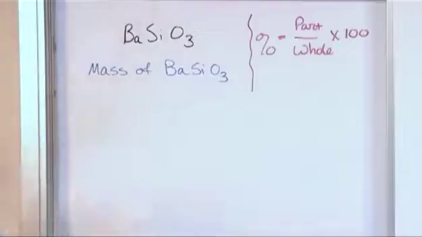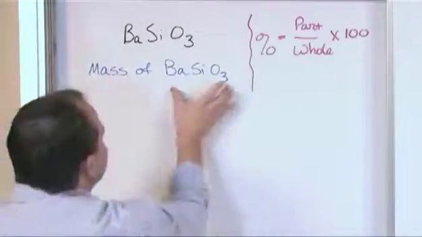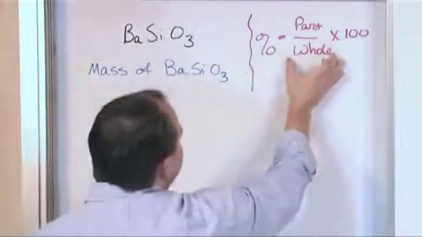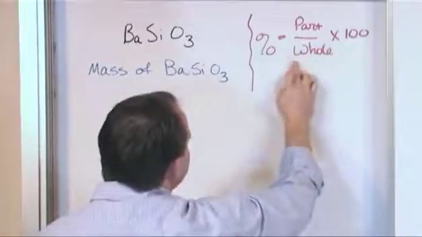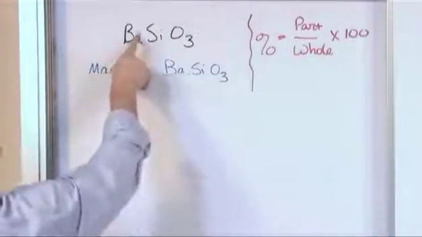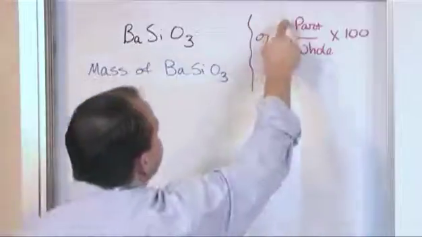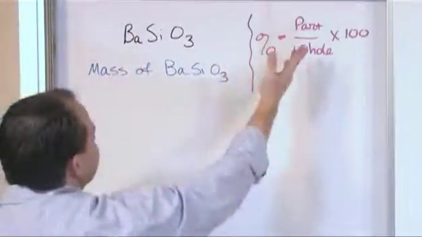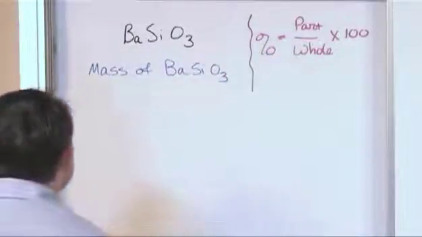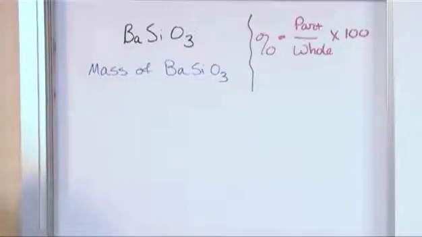So what we're going to basically do here is first find the mass of the entire compound. That's going to be our whole. That's going to be the mass of the whole enchilada on the bottom. Then we're going to go back and find the masses of each one individually, and we're going to do part over whole for every one of them, and that's going to calculate our percentage. So the mass of barium silicon oxide.